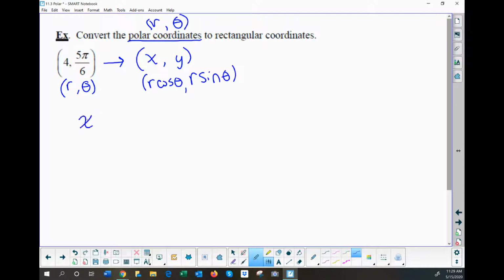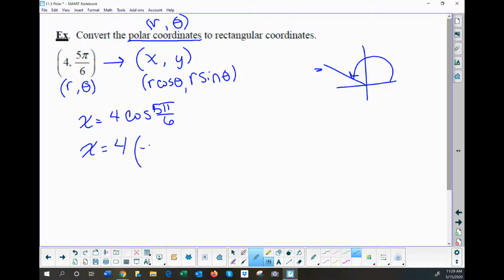So I'm going to let x equal, my r value is 4 and the cosine of 5 pi over 6. 5 pi over 6, well, that swings around to right there. The cosine value is negative then since it's quadrant 2. So this will be x equals 4 times negative square root 3 over 2. Yes, we will want to know our unit circle. There we go. X equals negative 2 square root 3.